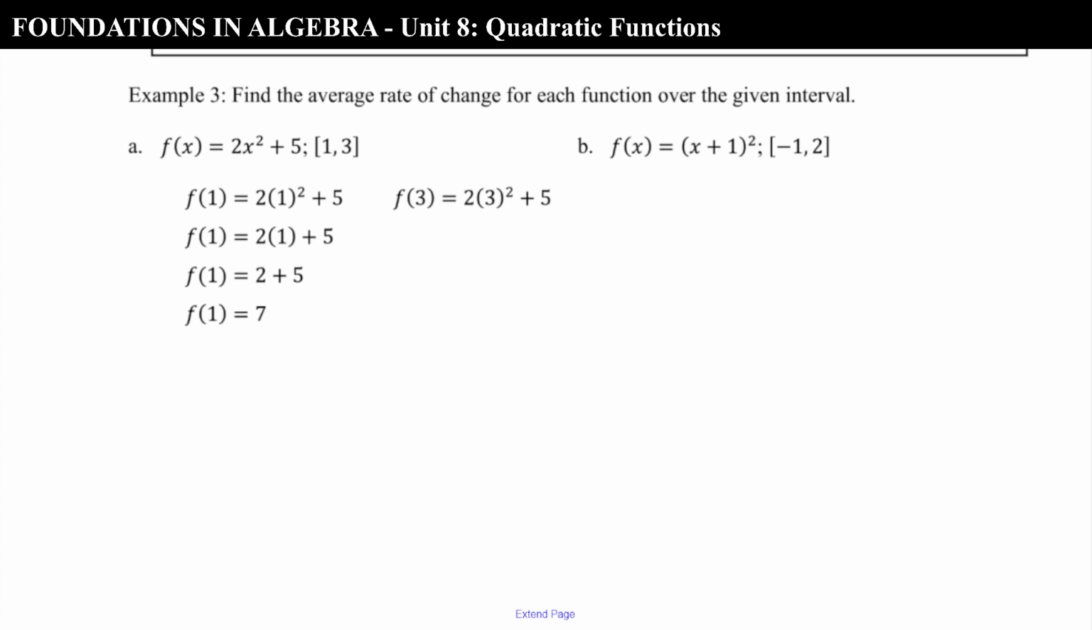We're also going to do this for the other x value. So we're going to plug in 3. 3 squared is 9. 2 times 9 is 18. 18 plus 5 gives us 23.